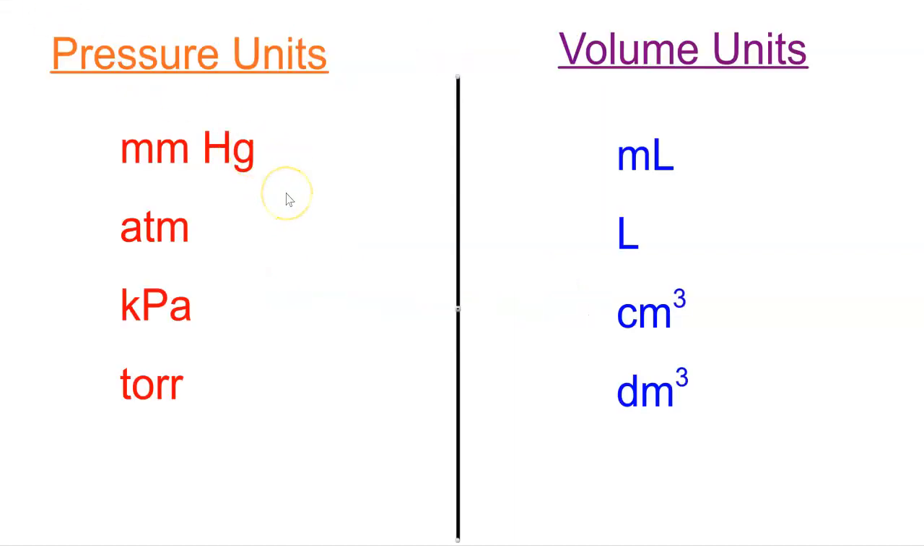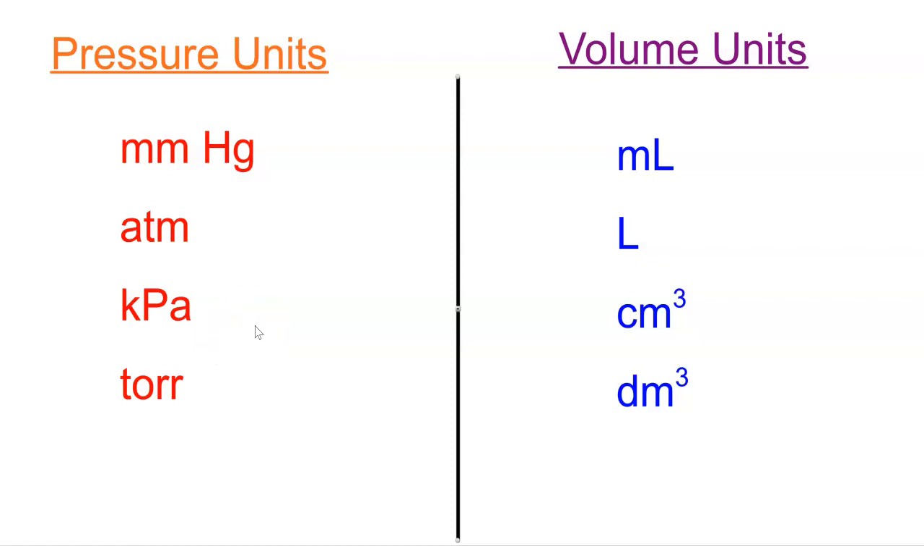Before we get too far into this, I just wanted to quickly remind you of what kind of units you have for pressure and volume. If you're looking at a numeric value in a word problem, and it has one of these units right here, then it is a unit of pressure. So a number with mmHg after it represents a pressure, a number with atm after it represents a pressure, a number with kPa after it represents a pressure, and a number with torr after it represents a pressure. Of course, there's a couple other units of pressure, psi, pounds per square inch.